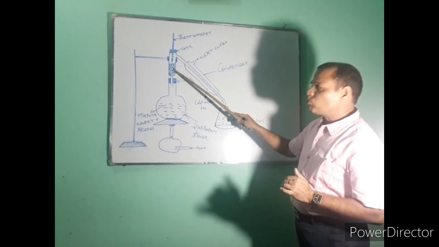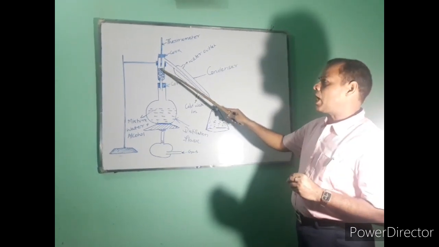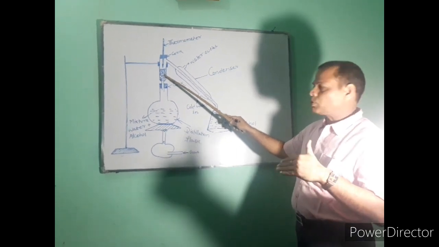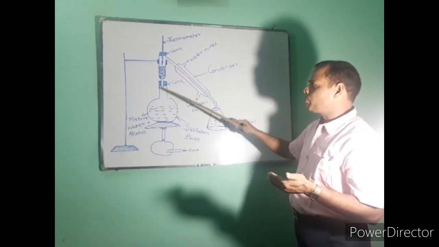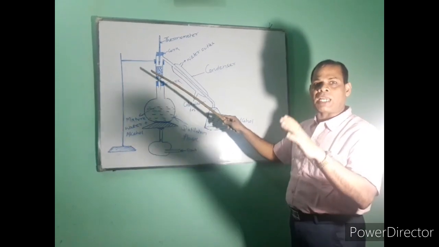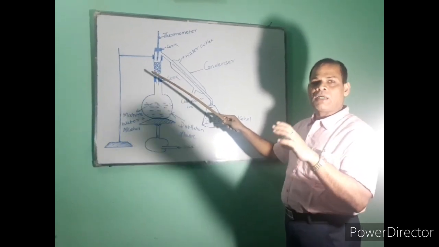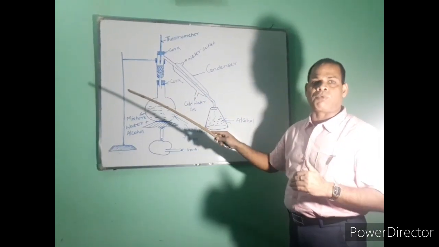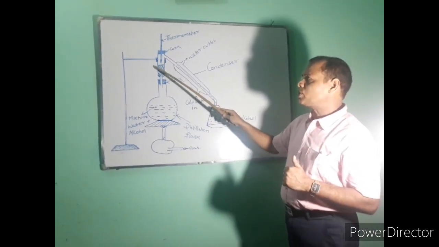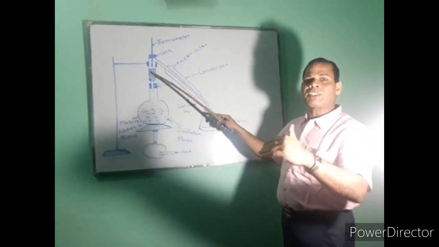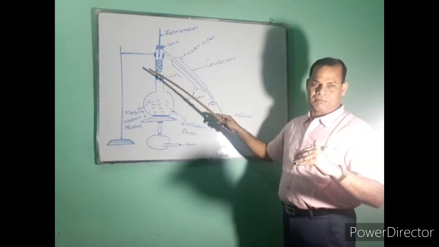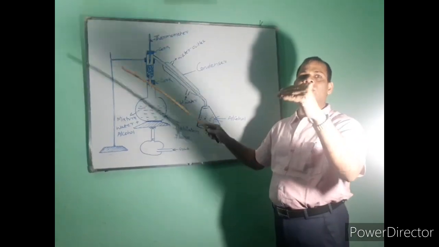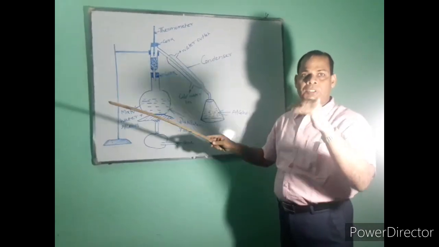In a fractionating column, glass beads are put inside so that the vapor gets a surface area where it can condense and convert into the liquid form. So it provides a cooling area. It decreases the kinetic energy of the liquid.